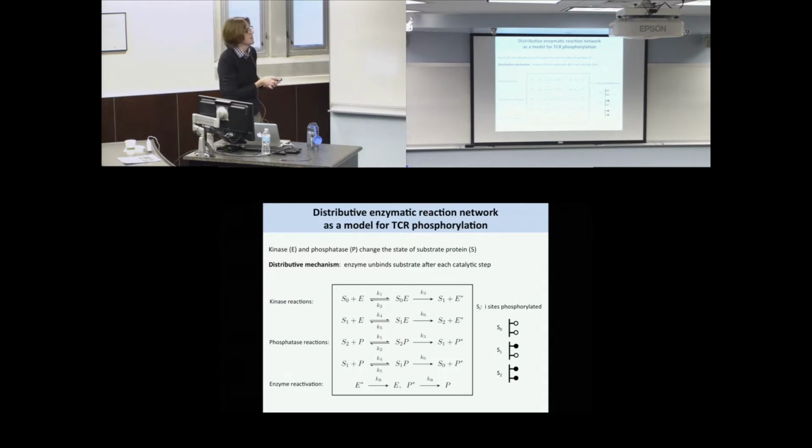Okay. We have our phosphatase reactions, which take us the other way, from S2 to S1, S1 to S0, and then we have this refractory period where the enzymes are inactive. When they're E star or P star, they're locally inactive, and they have to be activated before they can rebind. When I say distributive mechanism, this means that the enzyme has to unbind after each catalytic step. There are other mechanisms known as processive, where the enzyme can modify it to become S1 but stay bound to the protein. Okay, so that's our chemical reaction network. Is that clear? Hopefully.